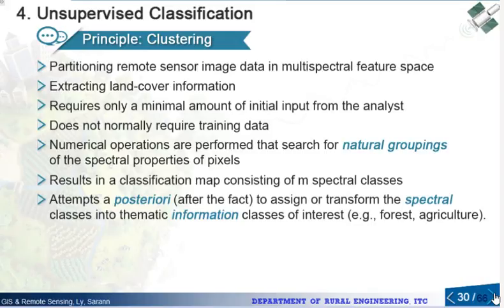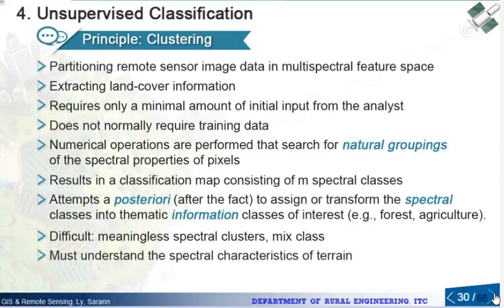This may be difficult because some spectral clusters may be meaningless because they represent mixed classes of Earth's surface material. The analyst must understand the spectral characteristics of the terrain well enough to be able to label certain clusters as specific information classes.